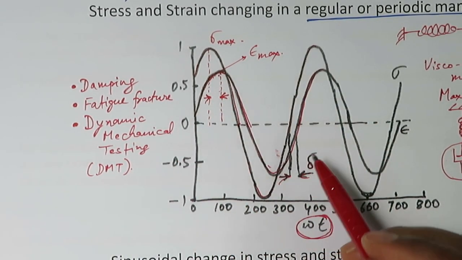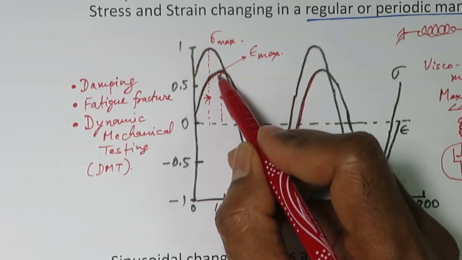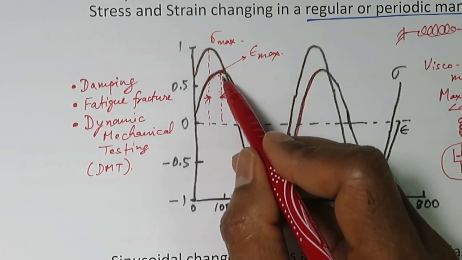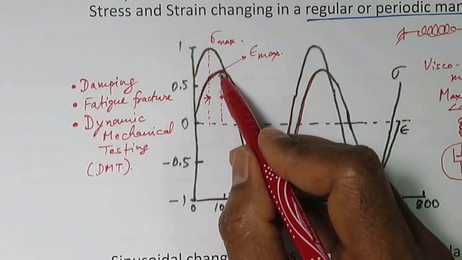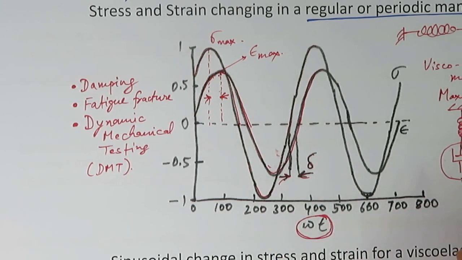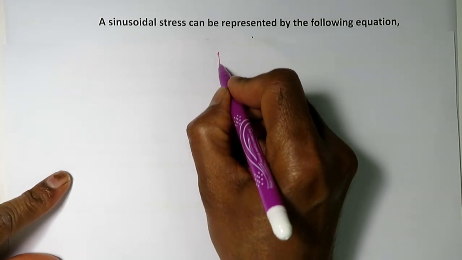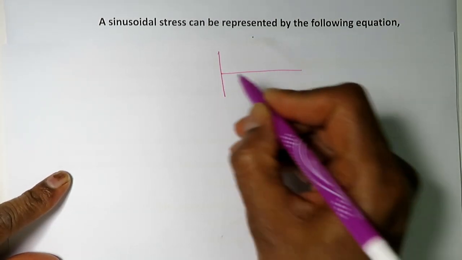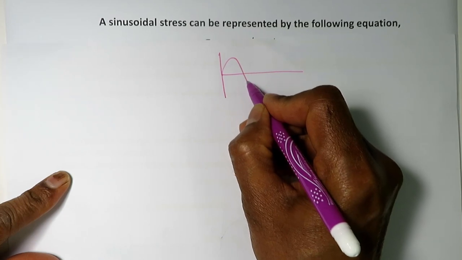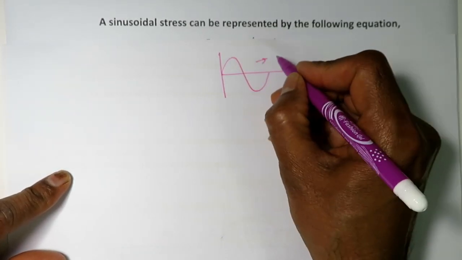Using this response of the material, that is, the stress and strain response with a phase lag, we can find out the elastic property and how it will change with different physical nature of the polymer. Just now we have learned about dynamic loading, in which the stress follows a cyclic manner. This is also known as a sinusoidal curve.